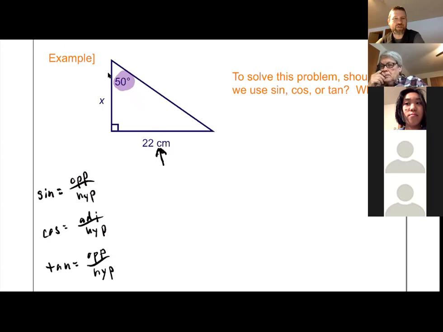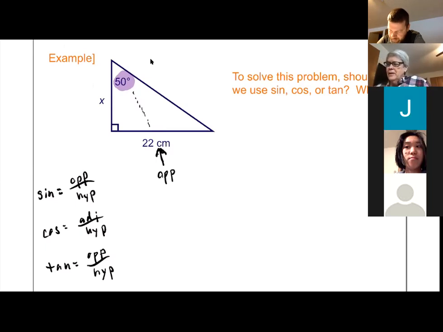Okay, here we go. Since that's across from the angle, that's the opposite side. So this is the opposite side because it's opposite that 50-degree angle. This X is right next to the angle. So which side, opposite, adjacent, or hypotenuse, stands for the one that's next to the angle? That'd be adjacent. Adjacent means next to.